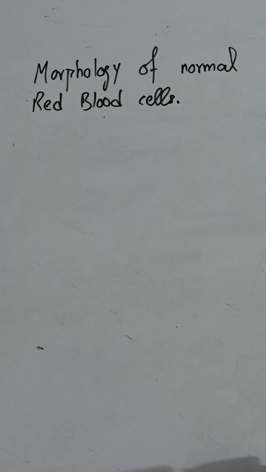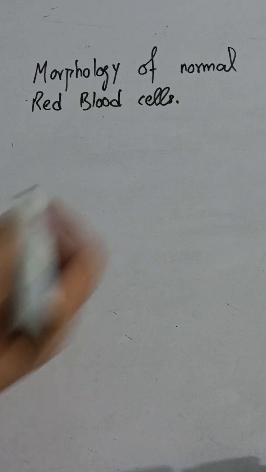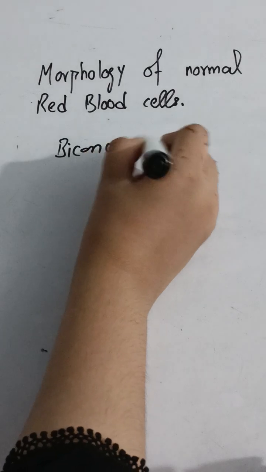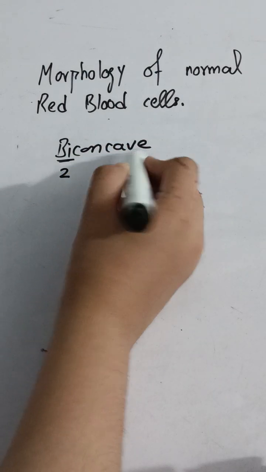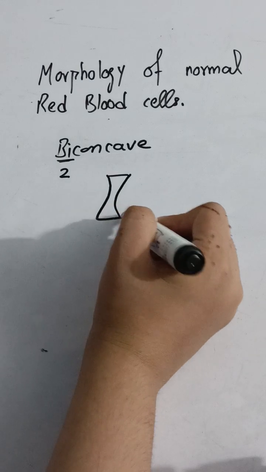So what is their function? They carry oxygen and transfer it throughout our whole body. If we talk about some characteristics according to their morphology, the shape is biconcave. What is meant by biconcave? Bi means two and concave means a concave lens.